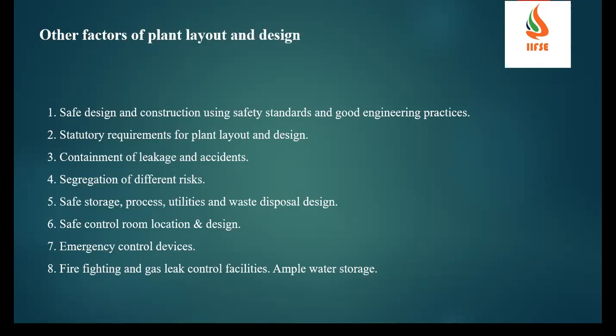Then safe storage, process, utilities, and also waste disposal design. We also think about safe storage, which means a minimum storage. For example, you need a month's quantity: product A, you need 100 kg; product B, you need 50 kg; product C, you need 25 kg. So this is the maximum raw material required. You can keep it only 10% or 5% over the minimum stock which is required. That is always a safe storage.